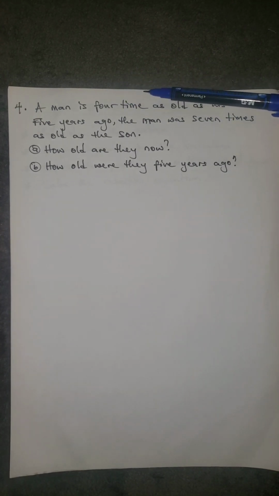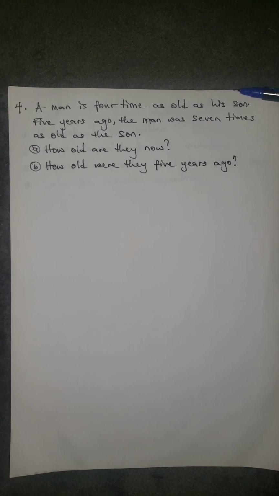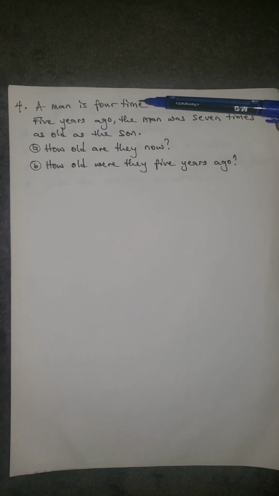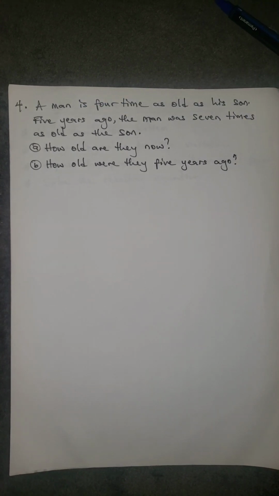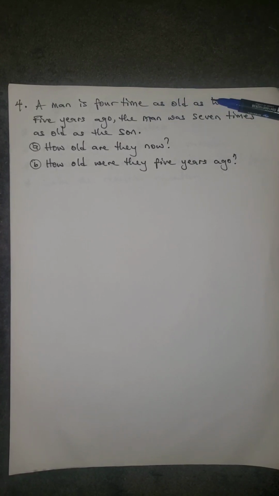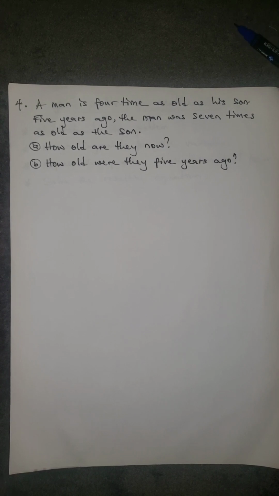A man is 4 times as old as his son. Okay, 4 times means that the man's age is equal to 4 times the son's age. That's what it means, that he is 4 times as old as his son. 5 years ago, remember, the man's age will be reduced by 5, and the son's age will be reduced by 5 as well, because 5 years ago you are going back in time. The man was 7 times as old as the son. So it means that the man's age is equal to 7 times the age of the son.